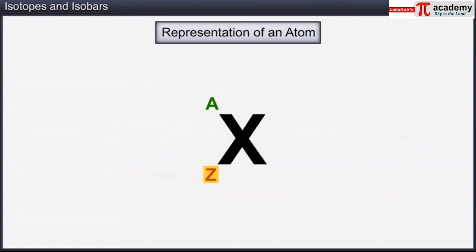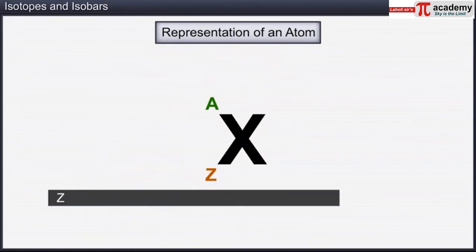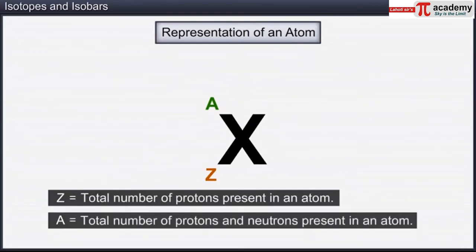As you have learned before, atomic number Z gives the total number of protons present in an atom, while the atomic mass number gives the total number of protons and neutrons present in that atom. Let us work on a simple problem before proceeding further.